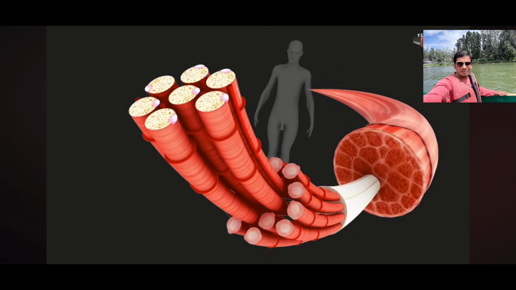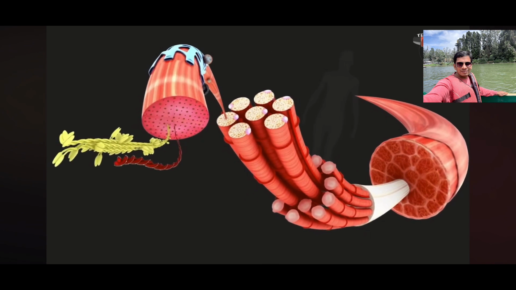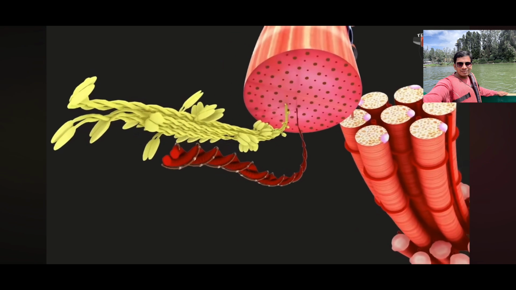Then ATP binds with the myosin heads. Then ATP is decomposed into ADP plus Pi. At that time the cross bridge is formed.